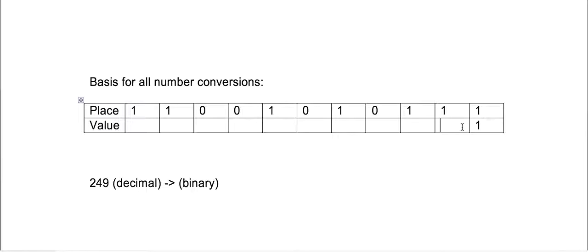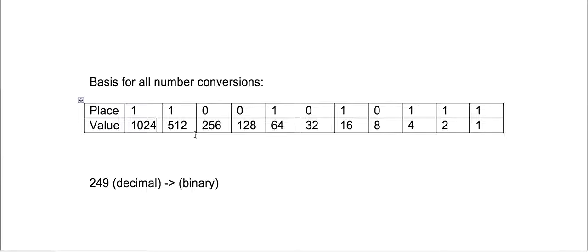We know that every move to the left, its value doubles. So that's worth 2, that's 4, that's 8, that's 16, that's 32, that's 64, that's 128, that's 256, that's 512, and this is 1024, which is where we'll stop. Okay, so you can see that each one of these columns is worth a different value.